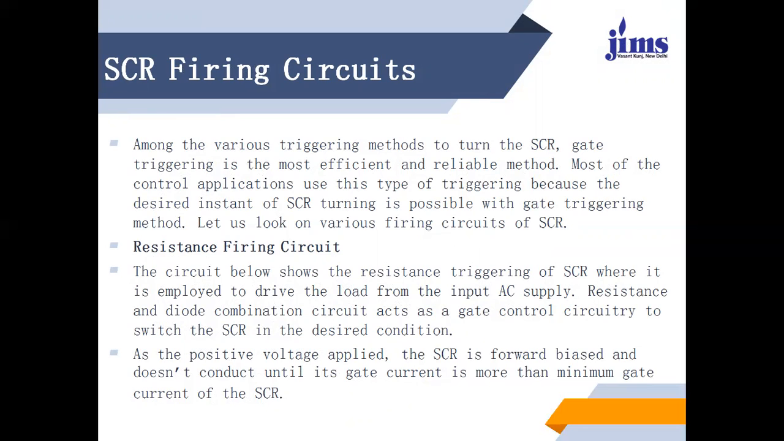First method is the resistance firing circuit. The circuit shows the resistance triggering of SCR, where it is employed to drive the load from the input AC supply. The resistance and diode combination acts as a gate control circuitry to switch the SCR to the desired condition. As the positive voltage is applied, the SCR is forward biased and does not conduct until its gate current is more than the minimum gate current of the SCR. Or in another way, we can say until the current is more than the latching current.